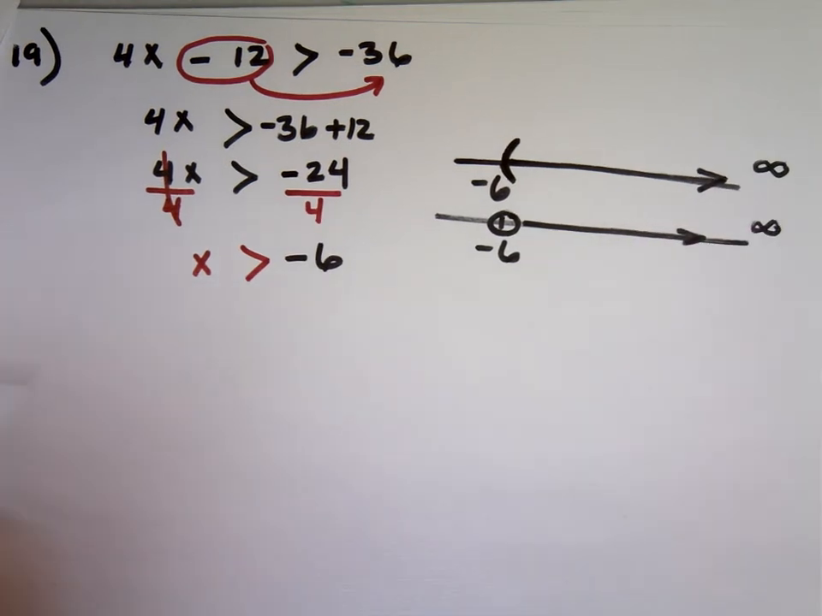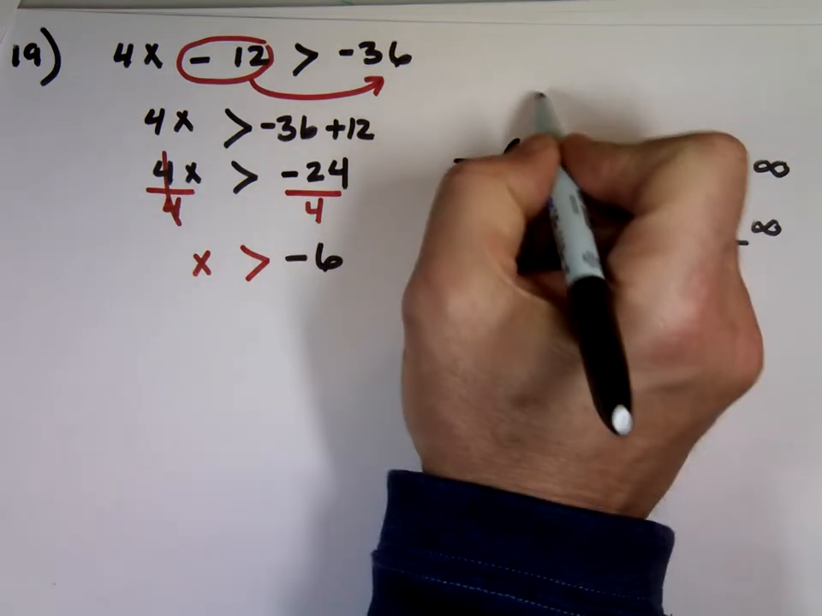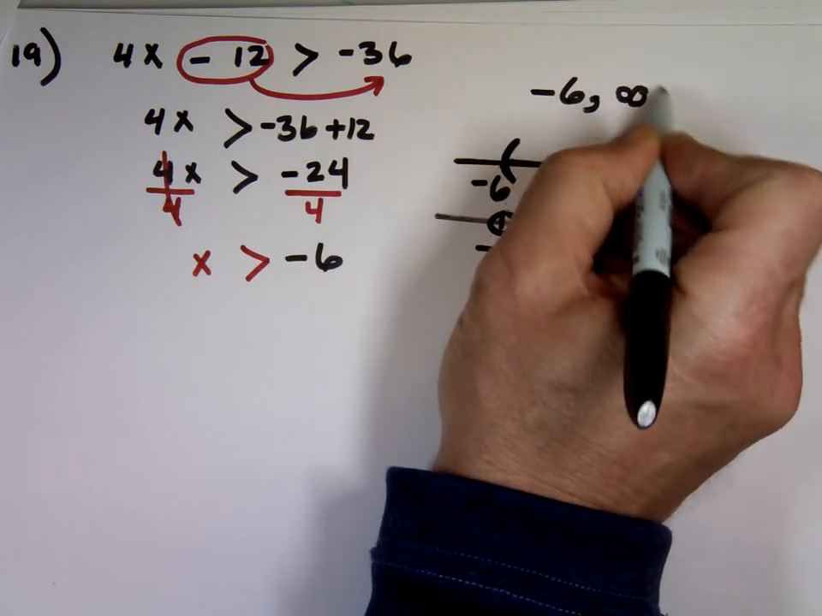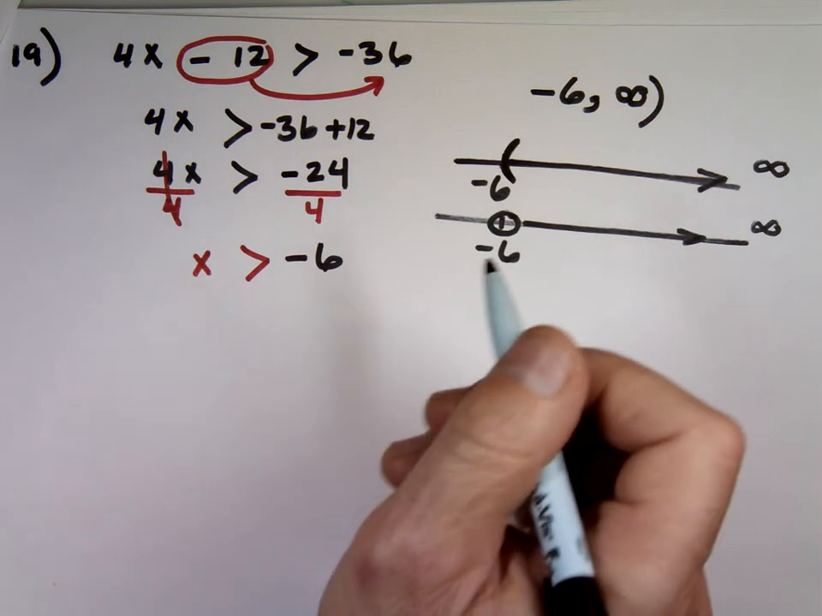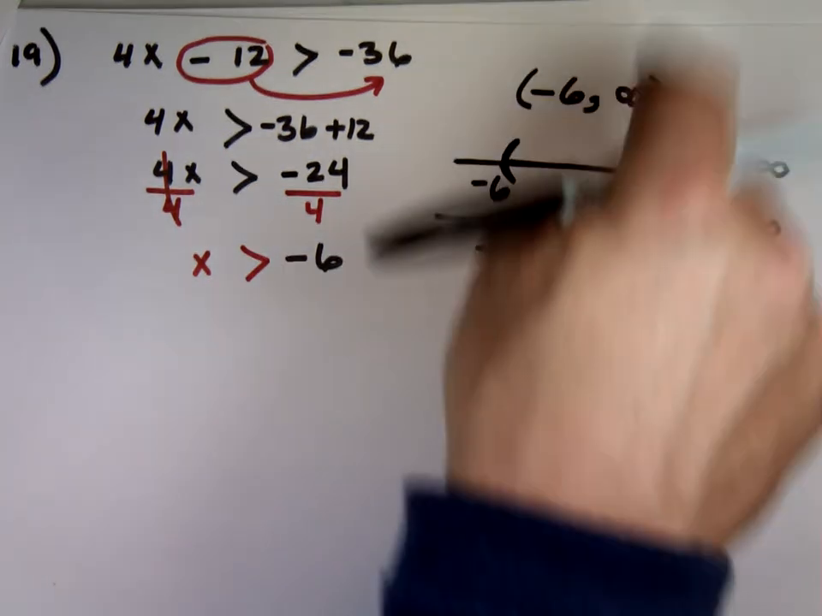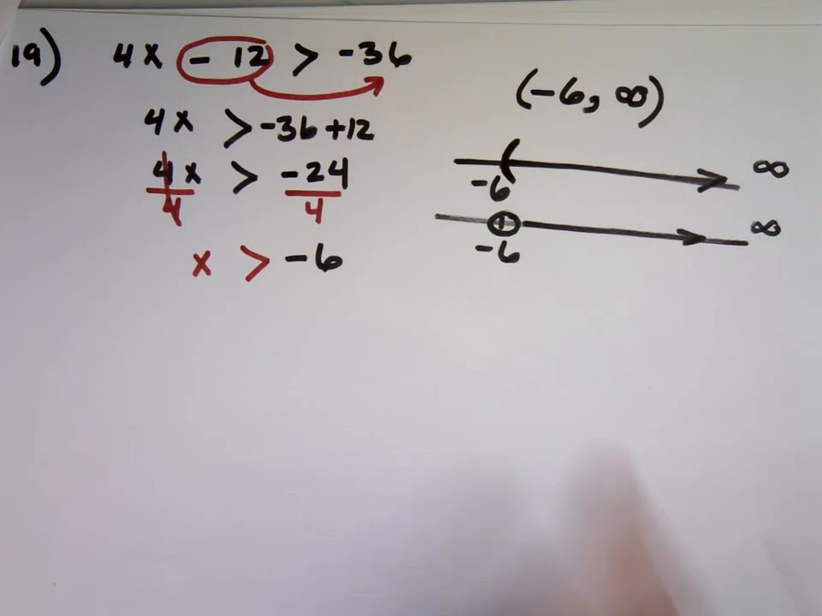If you were to write the answer in interval notation, from where to where? From negative 6 to where? To infinity. Infinity is not included. Is the 6 included? No. So this, or that, they're all good. That's the one they were looking for, actually. They don't want to graph it even.